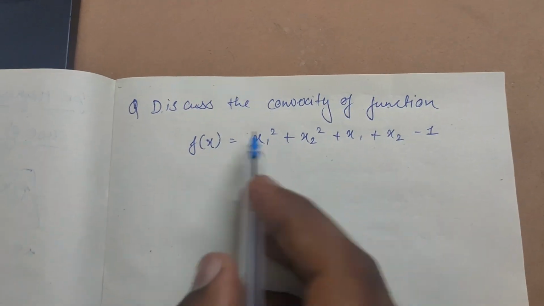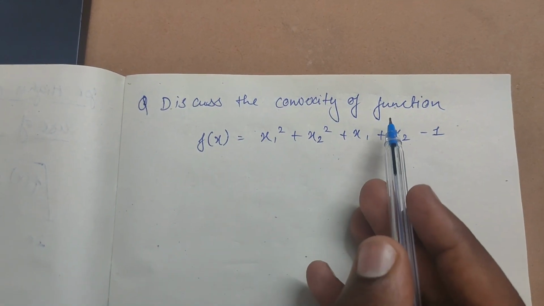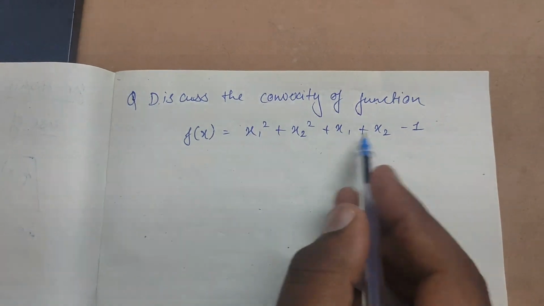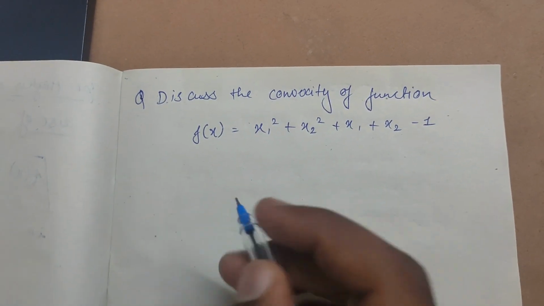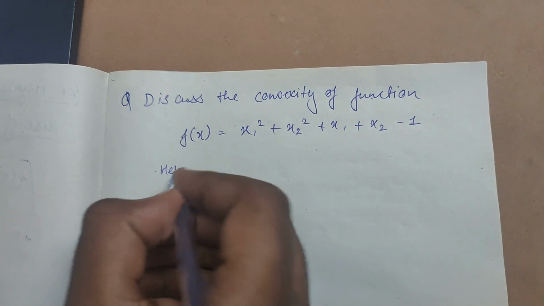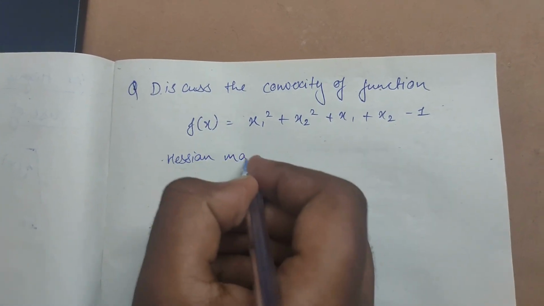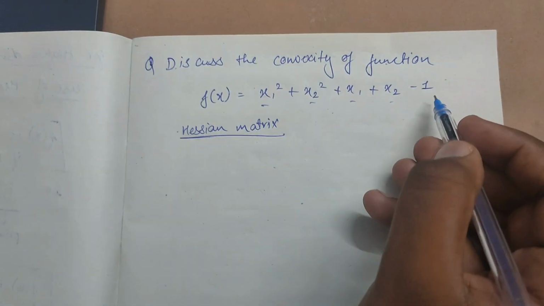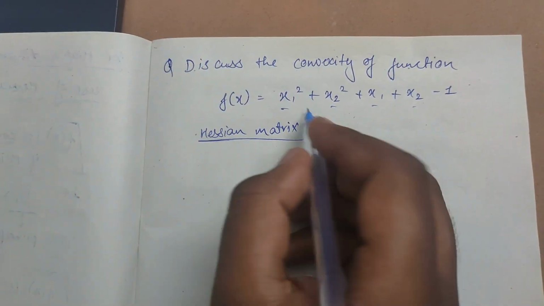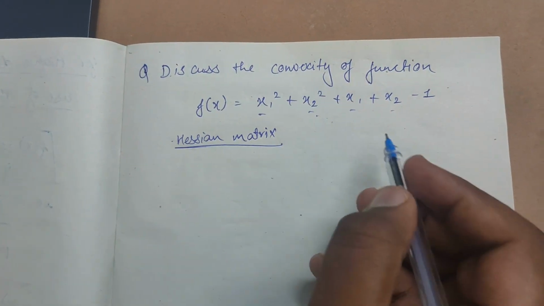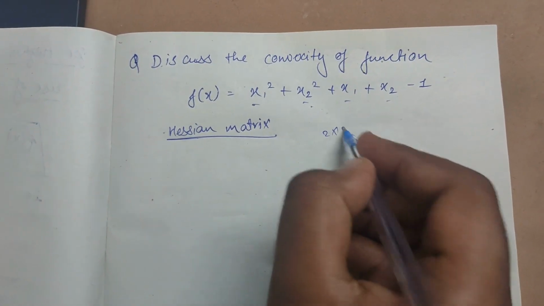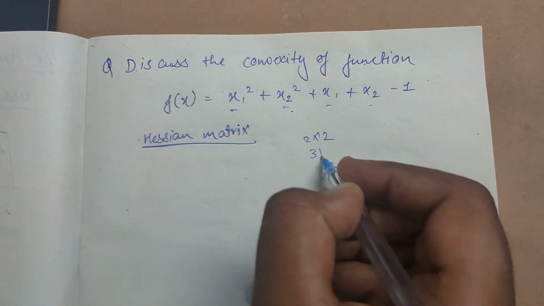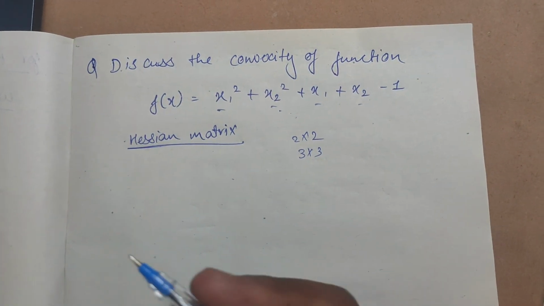Fine. So you have this question: discuss the convexity of the function f of x equals x1 square plus x2 square plus x1 plus x2 minus 1. So first what we will do is we will draw a Hessian matrix. The size of this matrix depends upon the number of variables you have in this function. Okay, so you have two variables x1 and x2, so the size of the matrix would be 2 by 2. Suppose if you had three variables x1, x2 and x3, then the size of the matrix would be 3 by 3. So how do we construct this matrix?